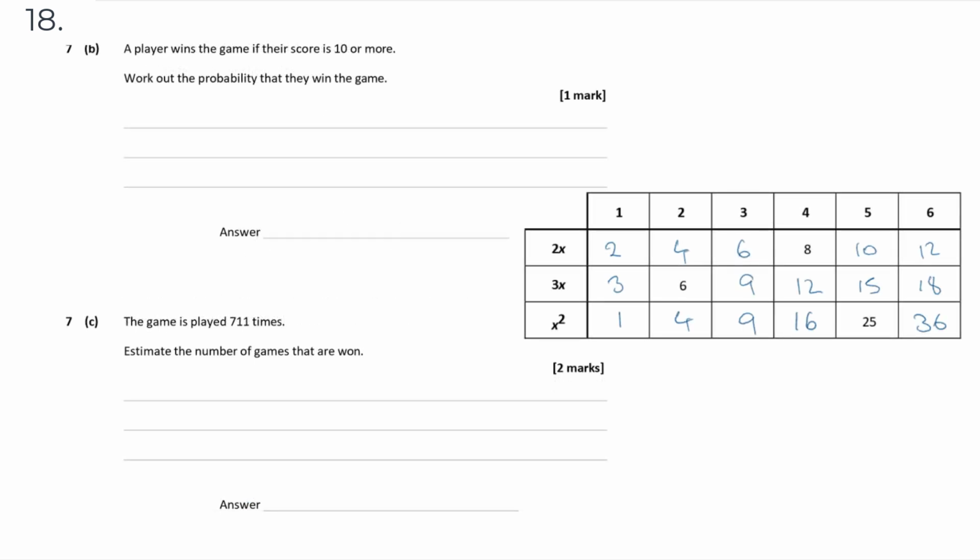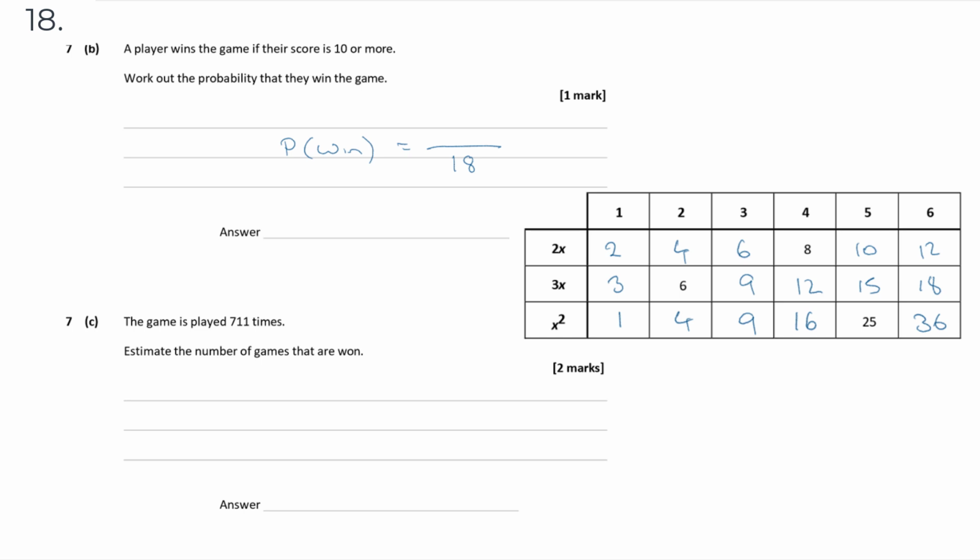Part B says the player wins the game if their score is 10 or more. Work out the probability that they win the game. Okay, so probability of win is successful outcomes, scores 10 or more, divided by total outcomes. How many outcomes are there altogether? Well, in this grid, it's a 3 times 6 grid, and 3 times 6 is 18. So there are 18 outcomes altogether.